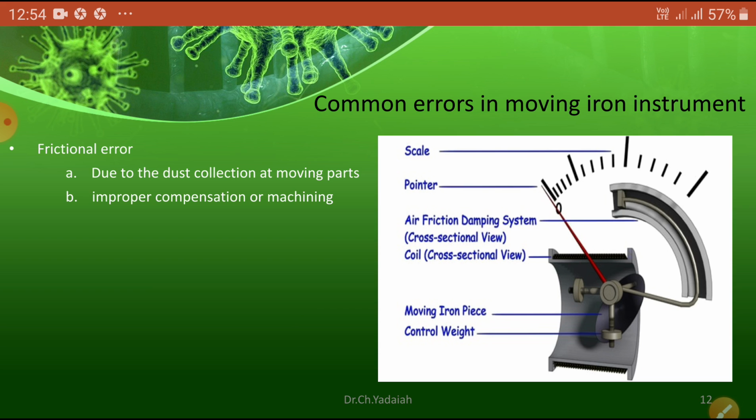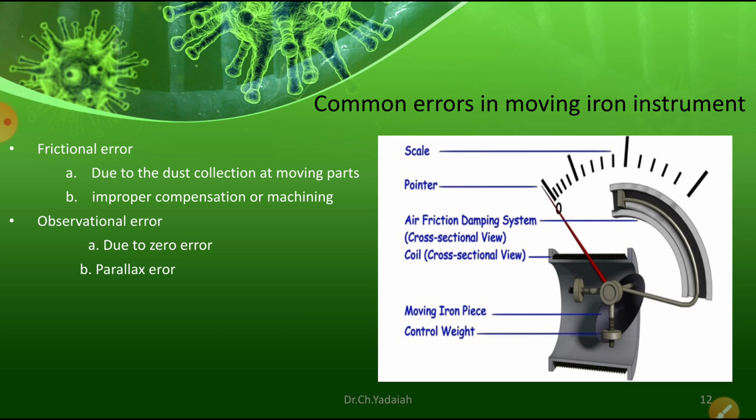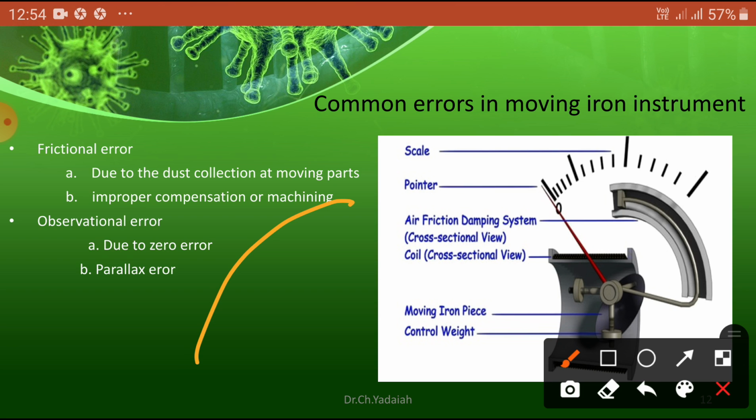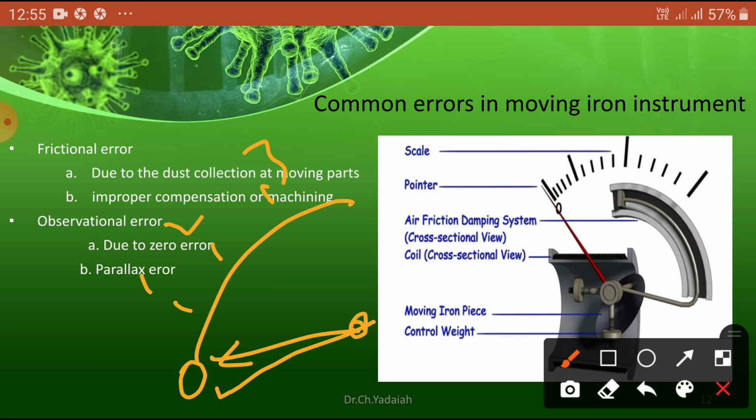Next, the second error is the observational error, similar to the previous one. Due to the zero error, for example, if the instrument starts at 0, 1, 2, 3 values, the pointer should be at the zero value initially, but due to some problem it is shifted here. So this angle is extra. While measuring 2 amperes, it will show less than 2 amperes. So while starting the instrument, you have to keep it at the 0 position.